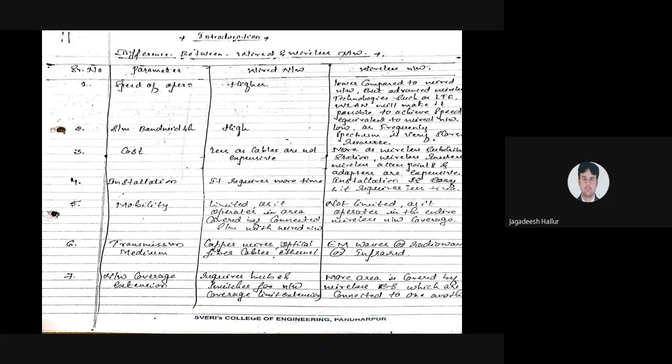The next parameter for the difference between wireless and wired is network coverage extension.